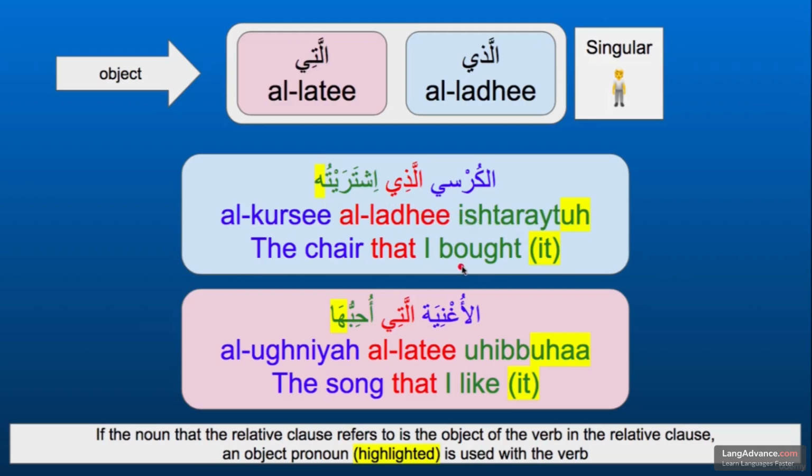Or we can say something like الأغنية التي أحبها, the song that I like. Again, in English we don't say the song that I like it, but we say the song that I like. But in Arabic we have to add the object pronoun after it. أحبها, I like it. So the song that I like, الأغنية التي أحبها.